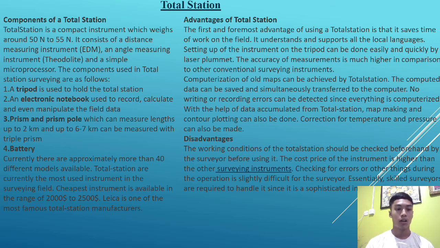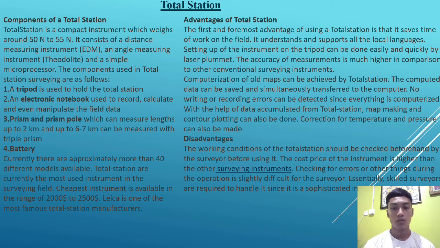Currently, there are approximately more than 40 different models available. Total stations are currently the most used instrument in the surveying field. The cheapest instrument is available in the range of $2,000 to $2,500. Leica is one of the most famous total station manufacturers.